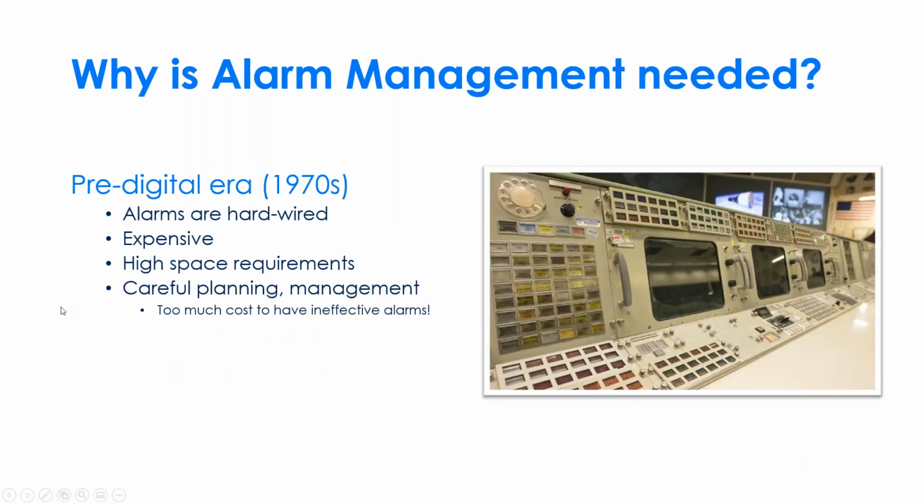So why do we need to do all of this, right? How did alarm systems get so out of control? It had to do with the progression of technology in the past several decades. So you can see here in this ancient control room from sometime in the 1970s or before, alarms were hardwired. They were hardware based, right? They took up space. You really couldn't have an unlimited number of them.